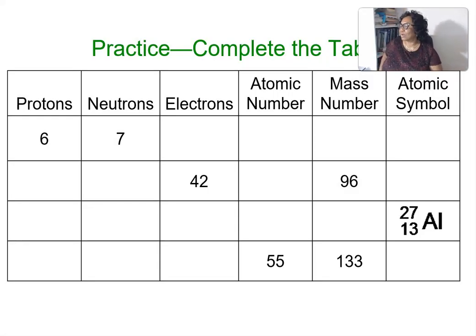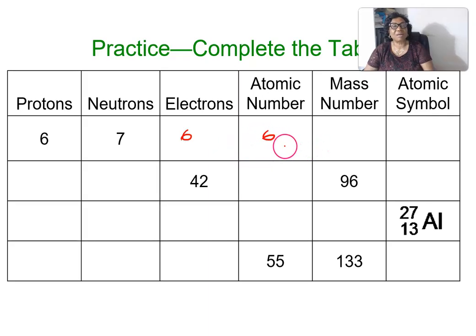Let's try and do some work on this table using the knowledge that we have. So class, we have 6 protons. What is the number of electrons? An atom has the same number of electrons as protons. So this is 6. What is the atomic number? Atomic number is the number of protons. So this gives us 6.